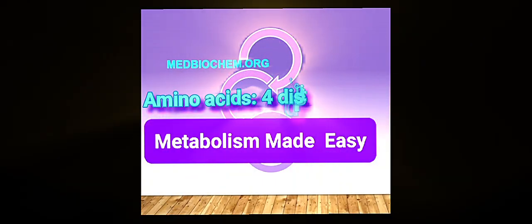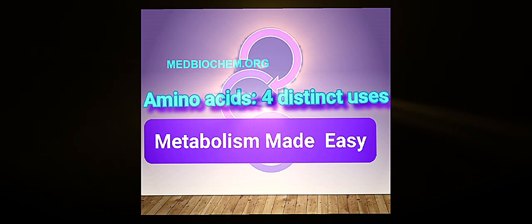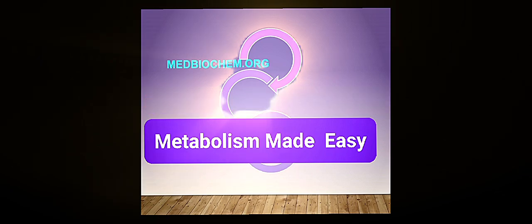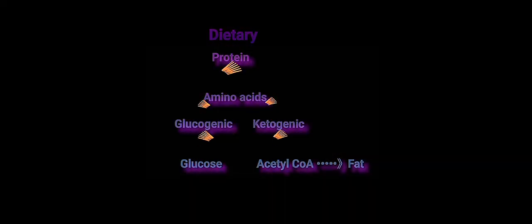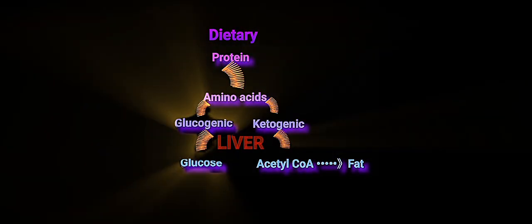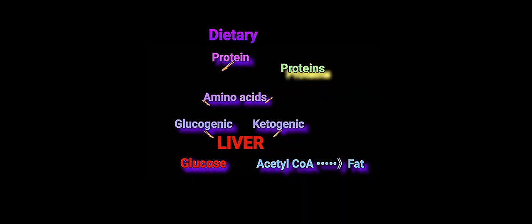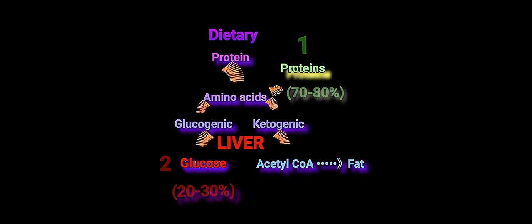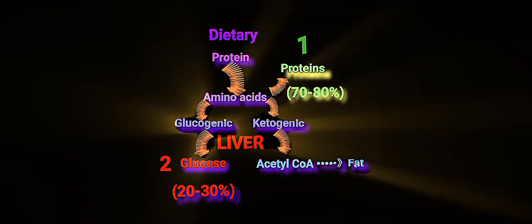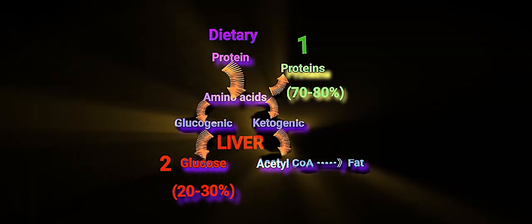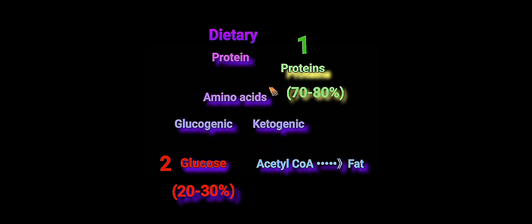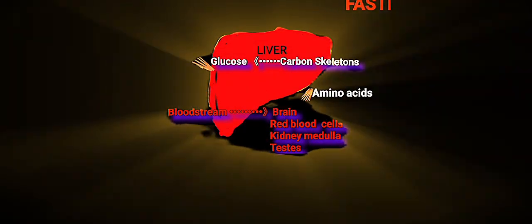There are 4 distinct uses of amino acids from dietary proteins. First one is to provide amino acids to rebuild tissue proteins that have turned over earlier. The second important purpose is to provide the carbon skeletons from amino acids to make glucose in the liver to restore blood glucose.